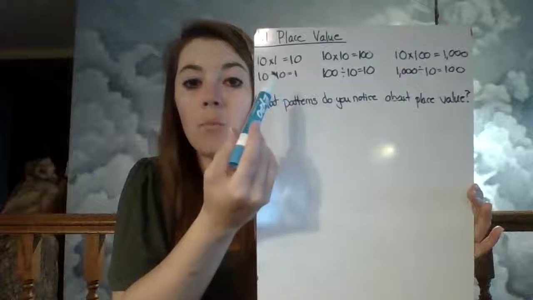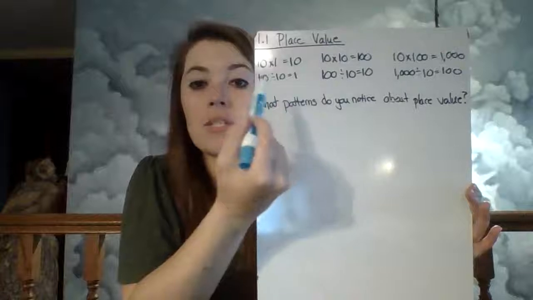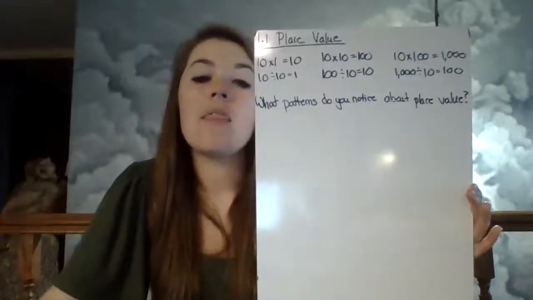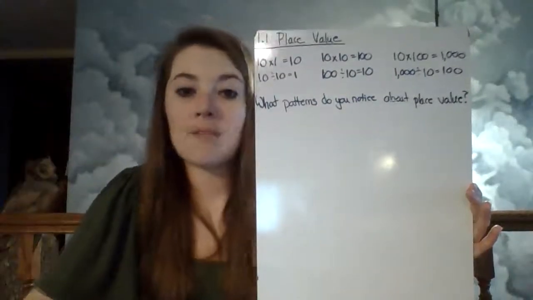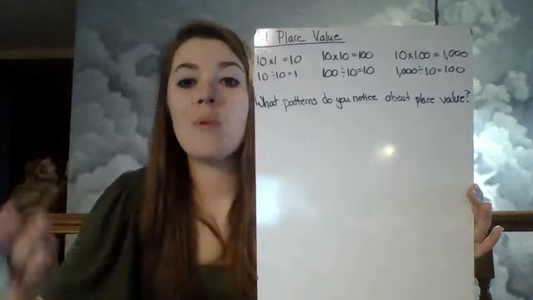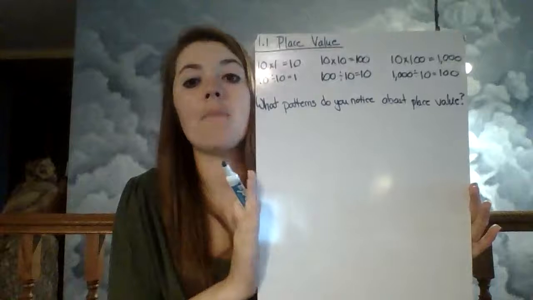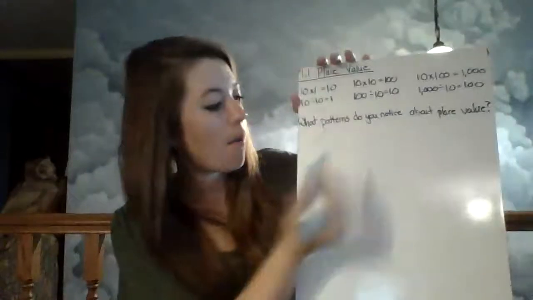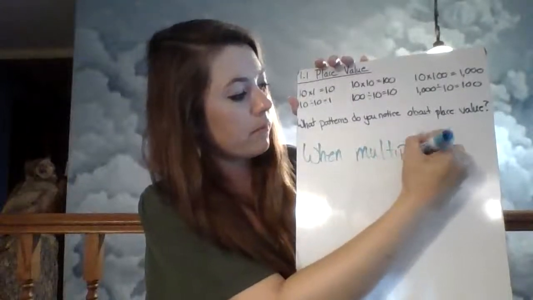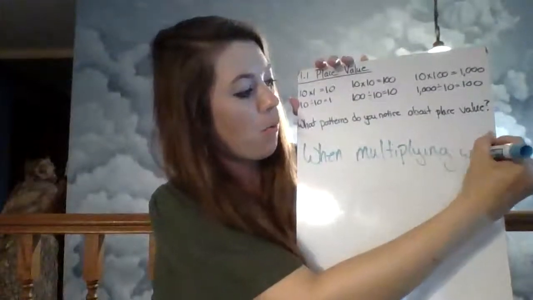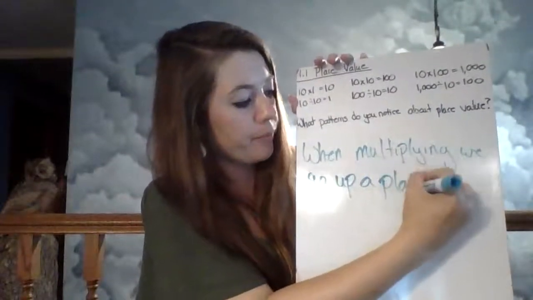So 10 times 1. 1 is the smallest place value we have other than decimals, so it keeps the number the same. We stayed with the 10. 10 is the next place value up, so when we took 10 times 10, it's going to bump it up the next place value up to 100. After 100 is 1,000, just like what we have here. So we're going up a place value every single time. So what pattern did we notice when multiplying? When we multiply by 10, we go up a place value.